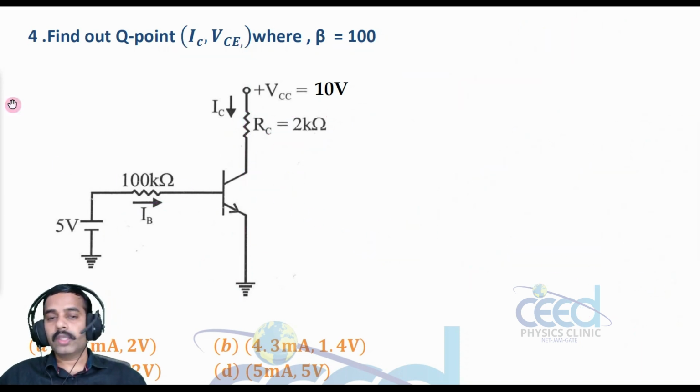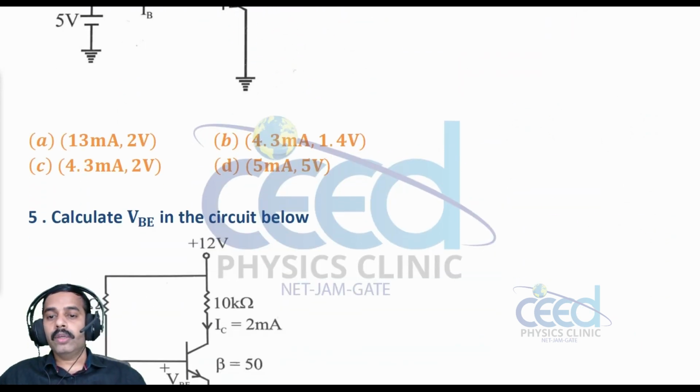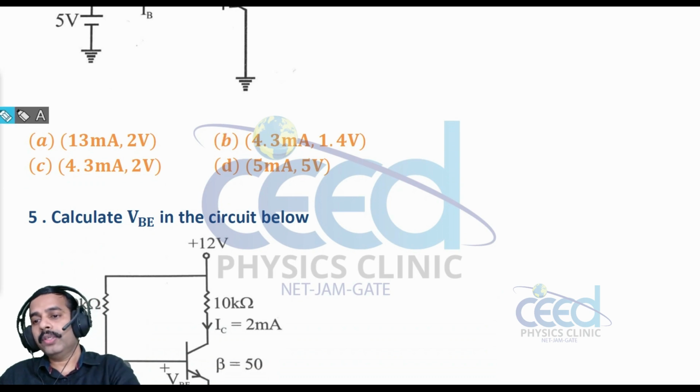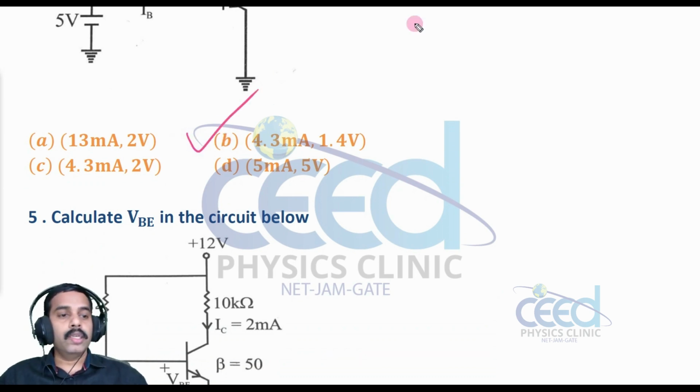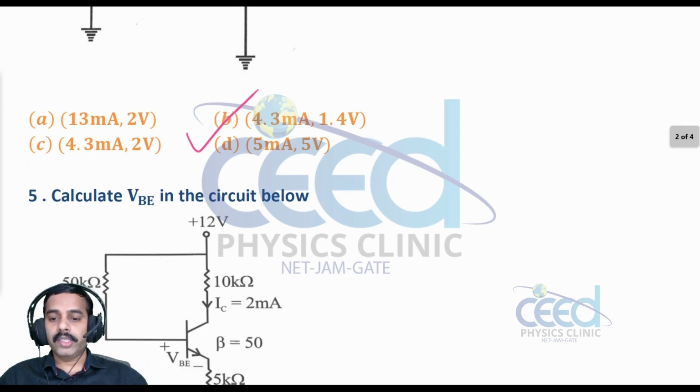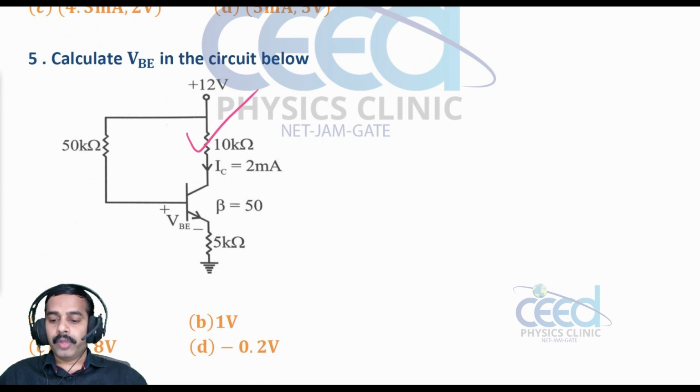So which one is the option? Option B is correct, right? Option B is correct. Now let us come to another question. The question is, calculate VBE in the circuit below, right? So we need to solve this VBE. IC is given, right? So obviously we know what is IB, right?